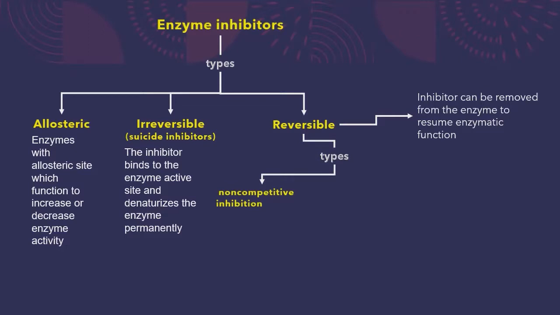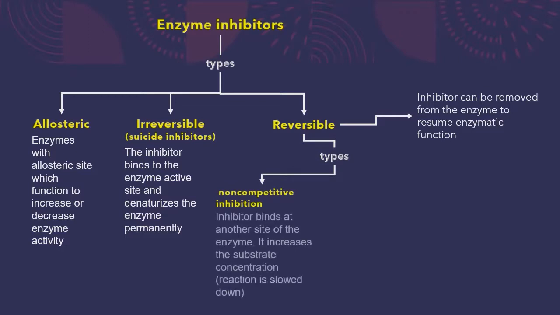And the types are non-competitive inhibition. This non-competitive inhibition will actually bind at another site of the enzyme, and then it increases the substrate concentration. So similar to allosteric type of inhibition, they work almost the same, but this one will produce a reaction that will slow down. Okay, so the reaction of the enzyme will actually slow down.